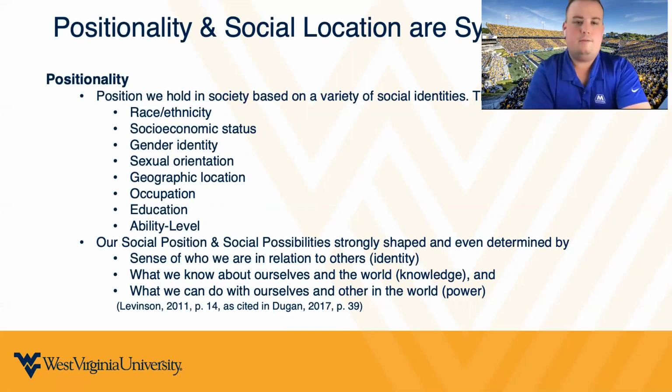So our social positionality is strongly shaped by these three major terms that Dugan cites in his work. The first one is the sense of who we are in relation to others. That's our identity, what makes us unique. Also, our social position is influenced by what we know about ourselves and the world. That's those ideologies and hegemonies, and also just general knowledge about the world, the stocks of knowledge. And then also, what can we do with ourselves and others in the world? That's that power component. That's the influence and the belief that you can make social change. So a lot of this has influence from the positionality, the place that we're in, that identity that we have.